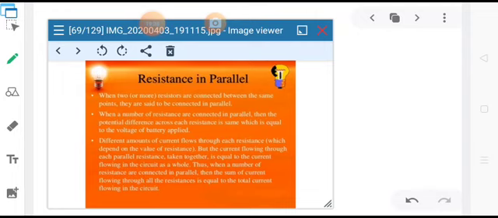A different amount of current flows through each resistance, which depends on the value of the resistance. But the current flowing through each parallel resistance taken together is equal to the current flowing in the circuit as a whole. Thus, when a number of resistors are connected in parallel, the sum of the current flowing through all the resistances is equal to the total current flowing in the circuit.